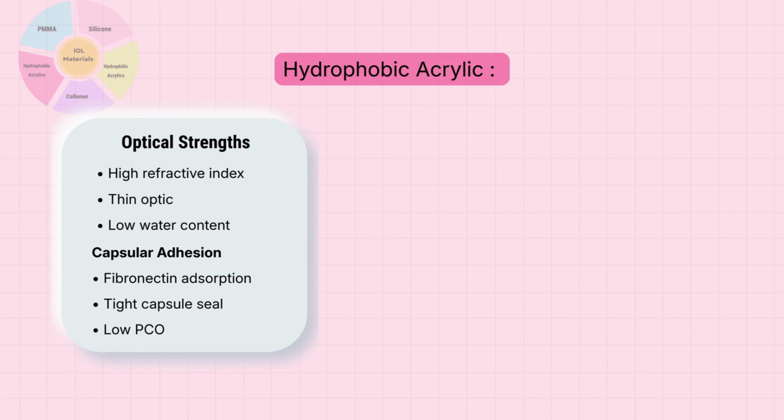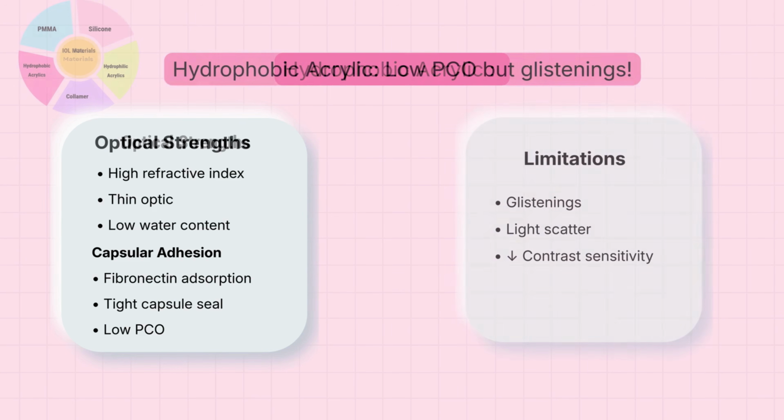Then we have the hydrophobic acrylic lenses. These are the most commonly used in modern IOLs. Okay, they have higher refractive index leading to thinner optics. They have low water content. That means they have low hygroscopy. Moreover, their surface chemistry promotes fibronectin absorption from the posterior capsule, leading to strong capsular adhesion and low PCO rates. However, lower water content also predisposes them to glistenings, microvacuole formation that can cause light scatter and reduce contrast sensitivity. So hydrophobic acrylic lenses offer excellent stability and low PCO with a trade-off in potential optical scatter.